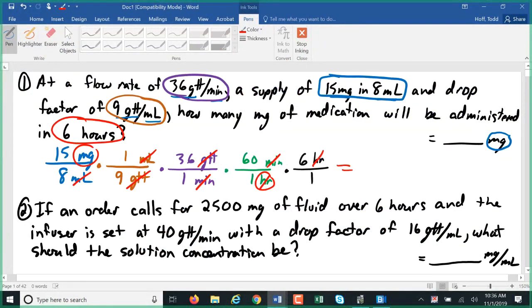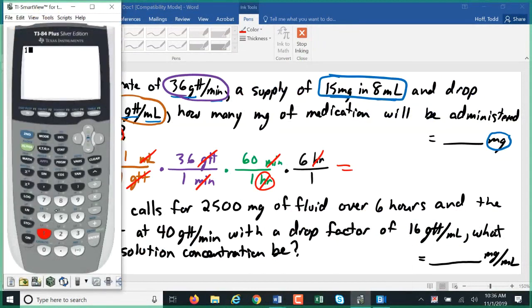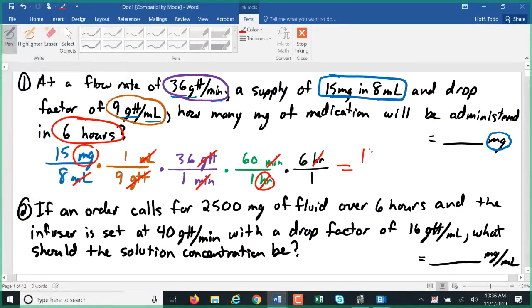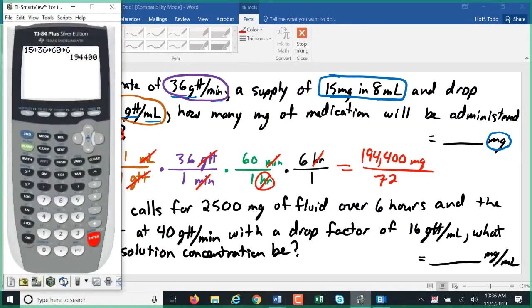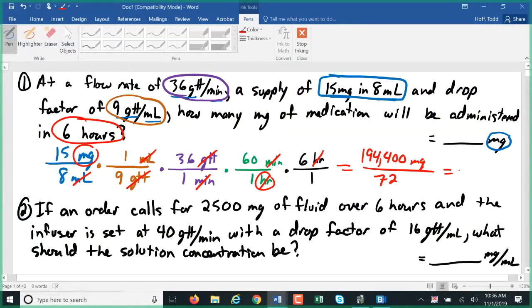Now again, if I were doing this on my own, I might be tempted to cross cancel, but there aren't really huge numbers here. So I'm just going to multiply through on the top. We've got 15 times 1 times 36 times 60 times 6 gives us 194,400. That is in milligrams. On bottom, we've got 8 times 9 times 1 times 1 times 1, 72. Divide by 72. 2,700 milligrams.